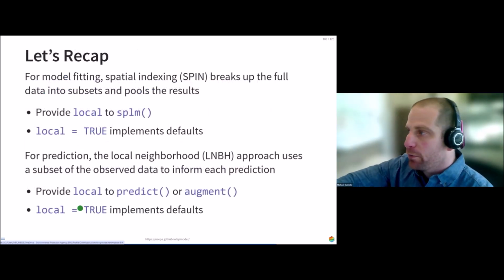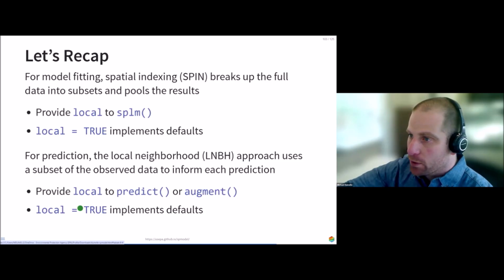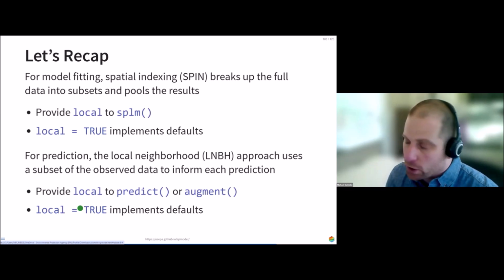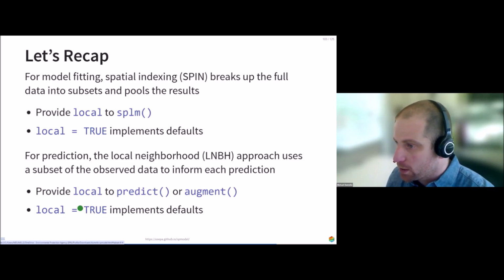So, recap: for model fitting, we break it up into subsets and pool the results. All you need to do is provide local equals true. For prediction, we use a subset of the observed data to inform each prediction. That subset of observed data changes based on where the prediction location is. Again, all you need to remember: local equals true.